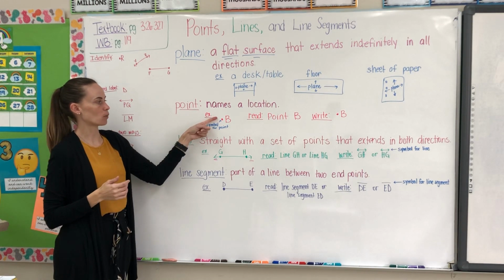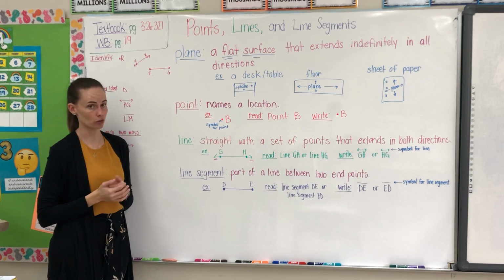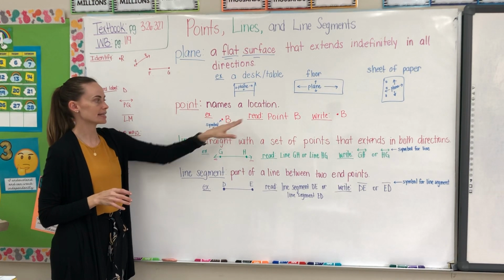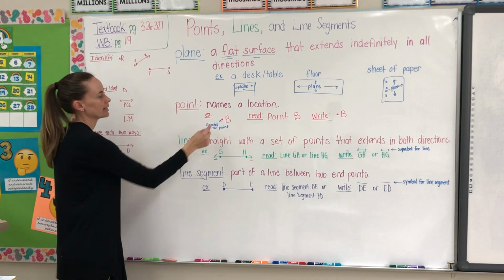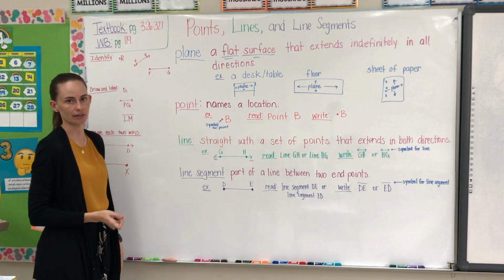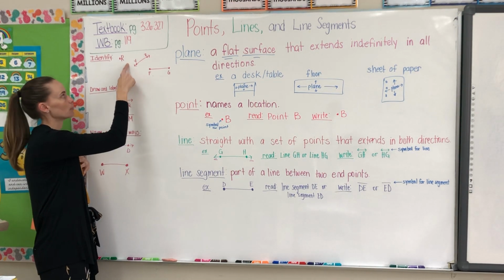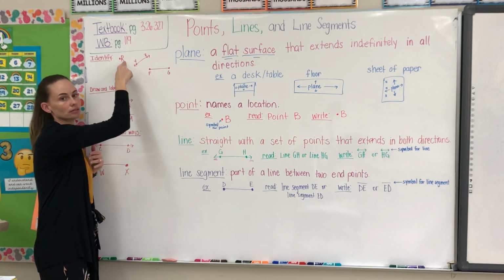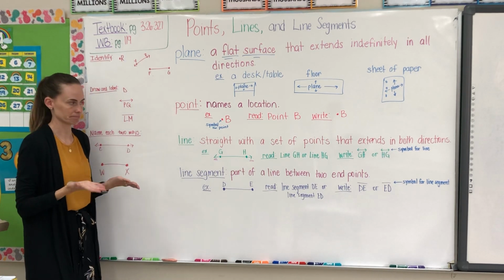So this would be point B, okay? This little dot is the symbol for point. So if you would see that, you would read it as point B, and you would write it as the little point and the letter, okay? Over here, if you look at this one, this gives us an example, that would be point R, okay? If it had a little dot and a Z, that would be point Z.